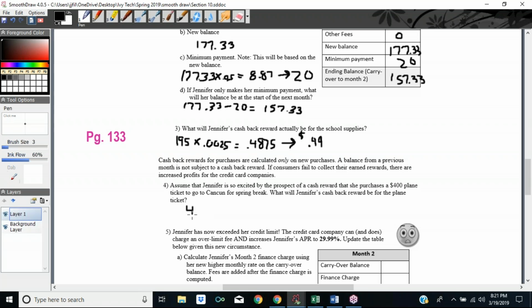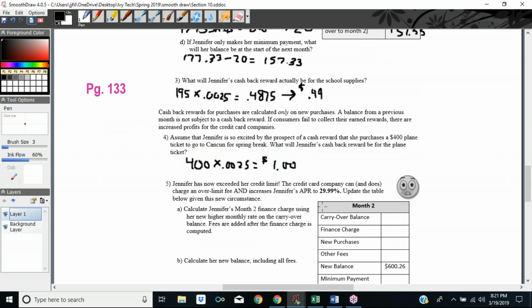So we're still under that first $1,500, right? So 400 times 0.0025 is $1, just like you guys are noting in the chat box. Excellent. So she was super excited. She's going to get that cashback reward of $1, and she still hasn't even caught up with the fees that she's paid for her finance charge.